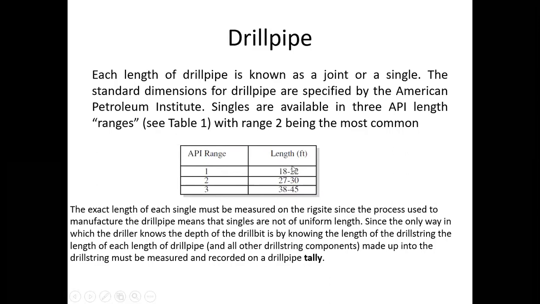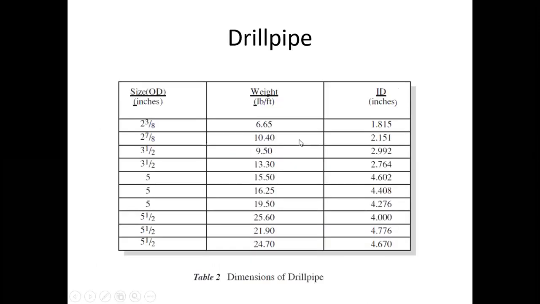So 27 to 30 is the most common one. What you always see in the videos is range 2. Range 2 drill pipes are most commonly used on the rig site, but they are not uniform in length. Sometimes they are 29, sometimes 31, 31.5. But we consider them 30 feet as one.